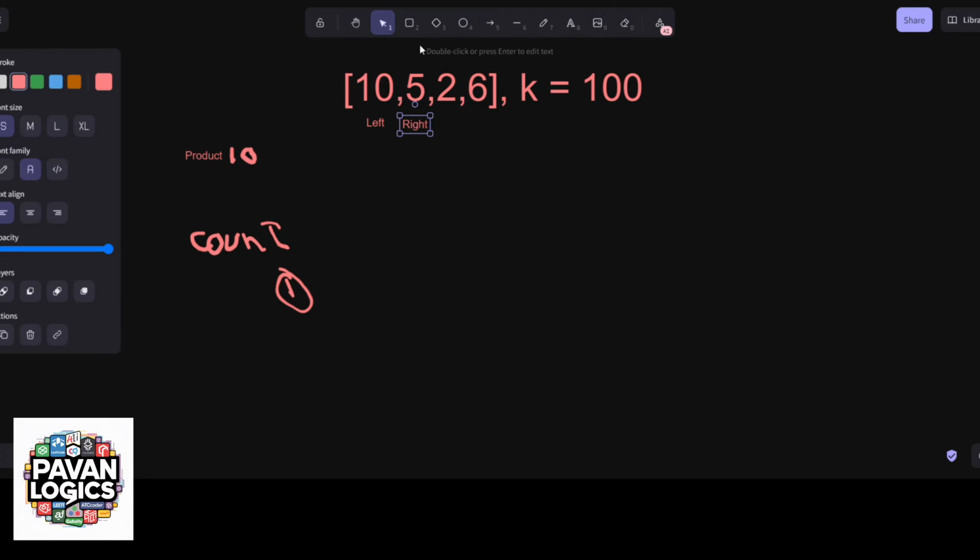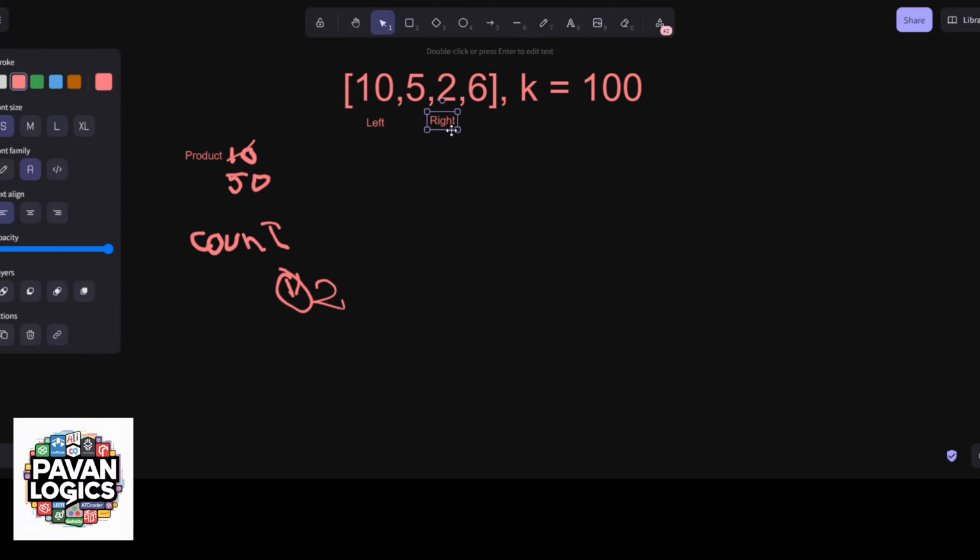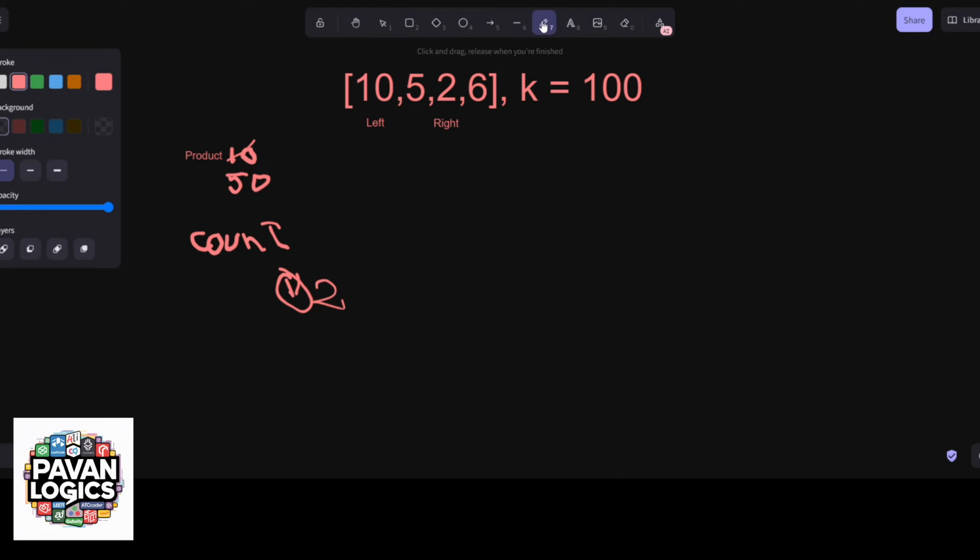Then right will be at 5. 5 times 10 is also a valid number. So it will be 50, and 50 is also a valid subarray. Then we will increment right to the next one, and the product will be 100. 100 is not a valid product. So we will not increment right, but we will increment left and divide the product by 10.